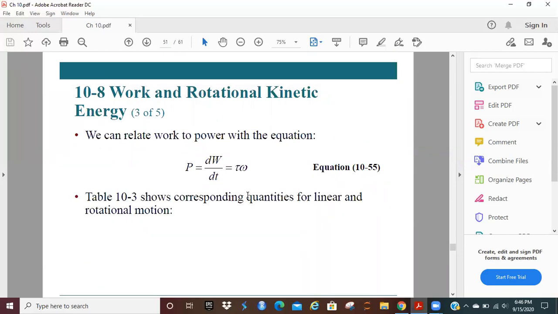How is power related? Well, if we remember back, power is going to be basically how much work can be applied over a set amount of time. And in this particular case, it's going to be the torque times the angular velocity.